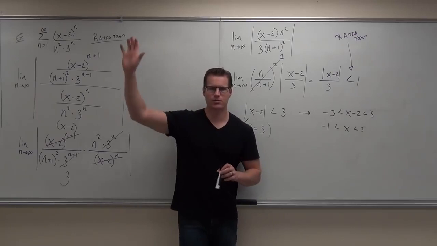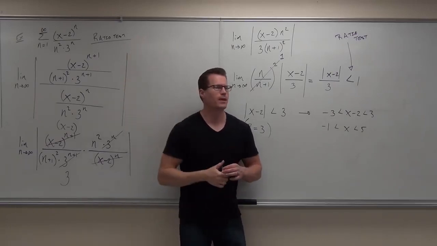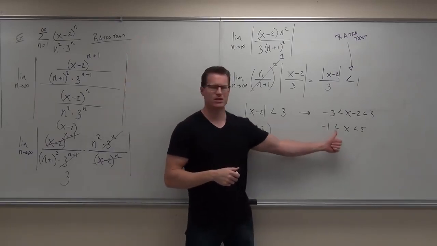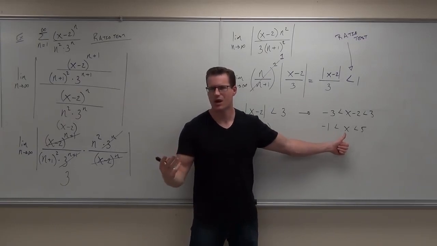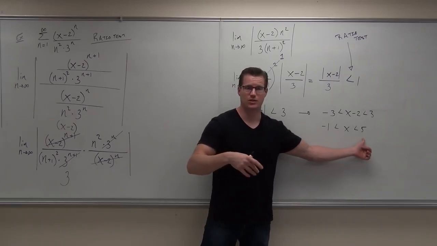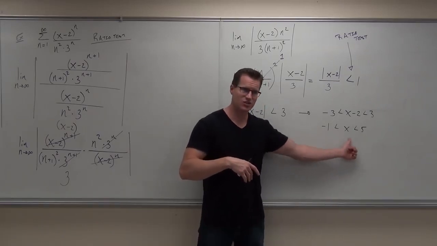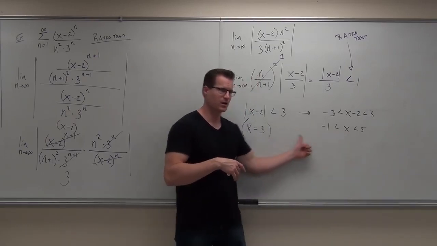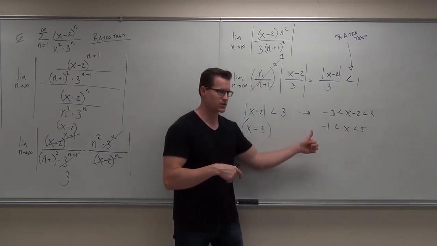So you guys feel okay with that so far? This is why you do your radius first, because right now it's kind of hard to see. It's not super difficult. You can still do it. By the way, what number is at the very center of this? 2. 2 plus 3? 5. 2 minus 3? Yeah, 1. Oh yeah. Radius is 3, center is 2.